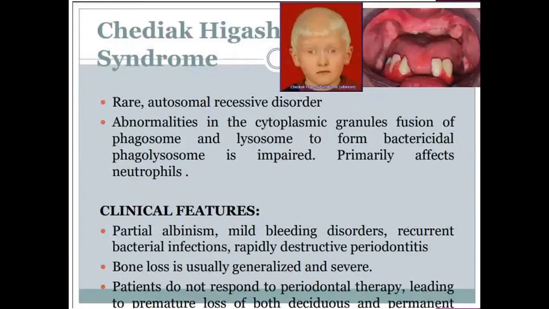Chediak-Higashi syndrome is a rare autosomal recessive disorder characterized by abnormalities in the cytoplasmic granules, a primary defect affecting the neutrophils, along with clinical features like partial albinism, bleeding disorders, and recurrent bacterial infections. We'll be able to identify the presence of a rapidly destructive type of periodontitis, where the bone loss is usually generalized and severe, and the patient may not be responding to periodontal therapy.